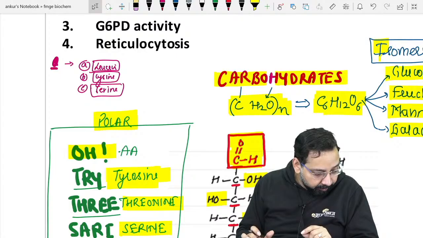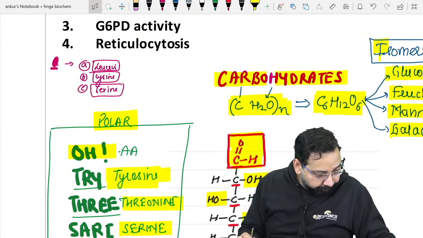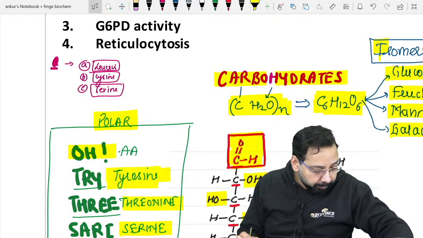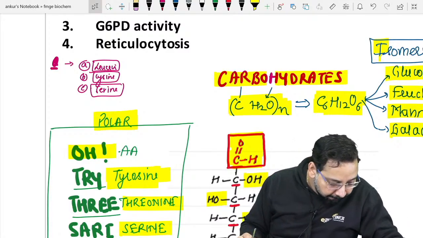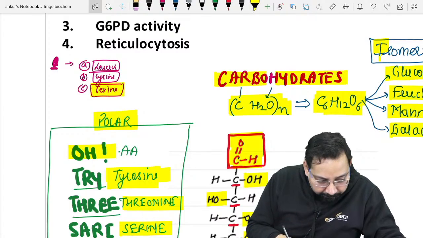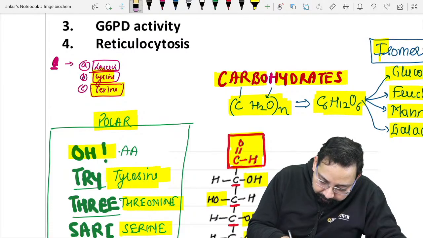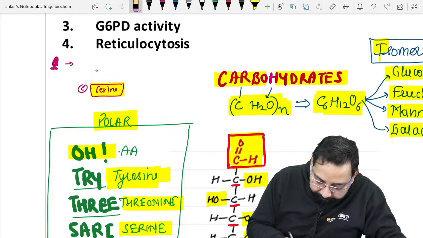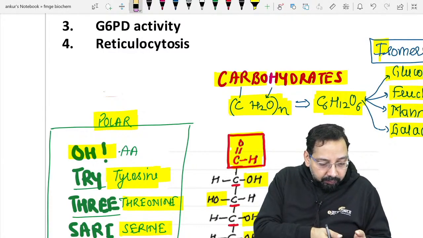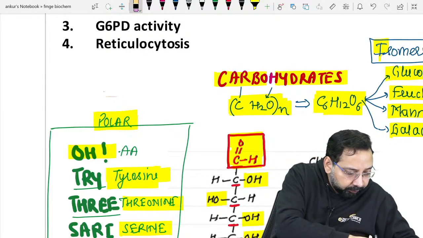Very good. Only two answers. The answer would be serine. So these three amino acids are phosphorylated easily. Clear?